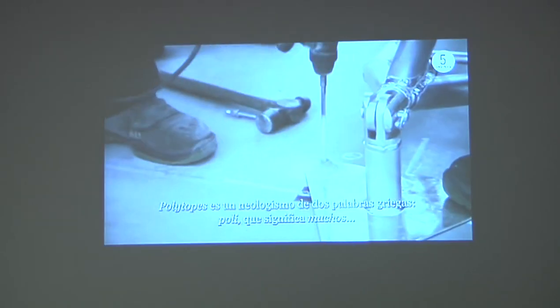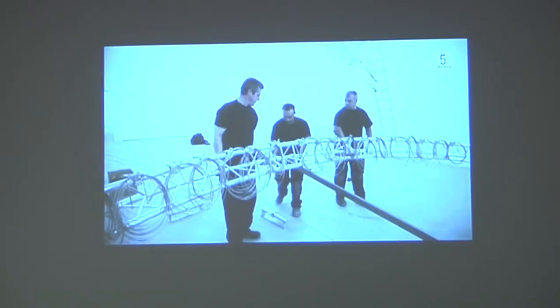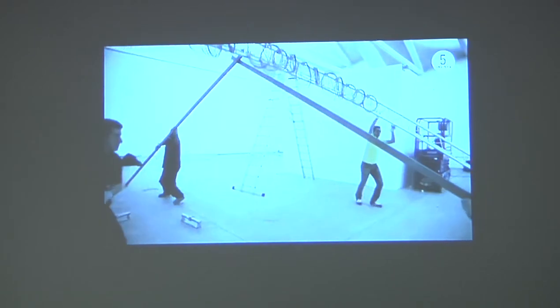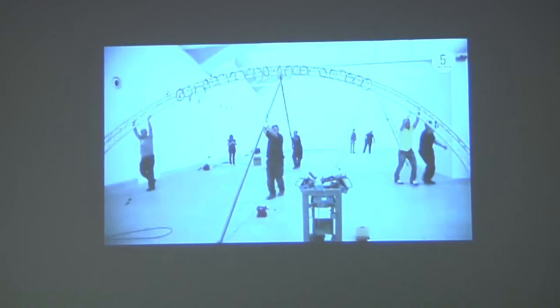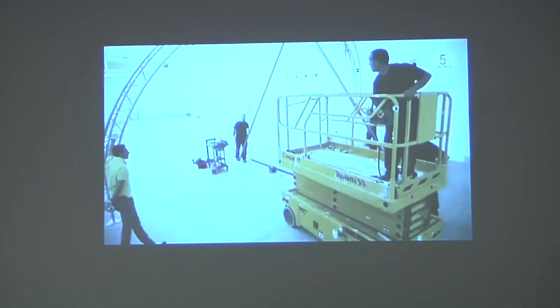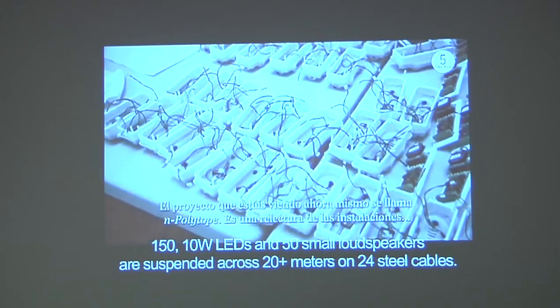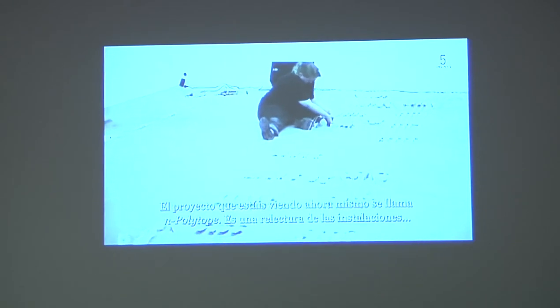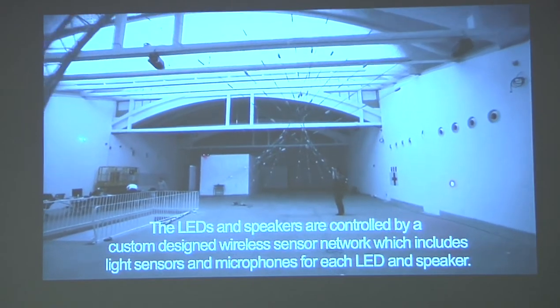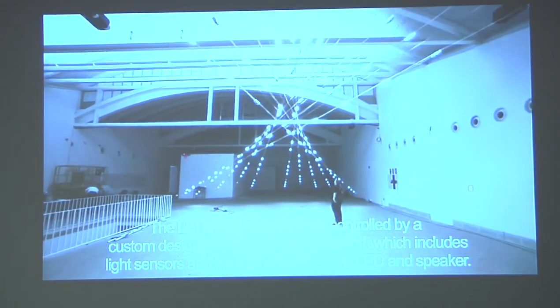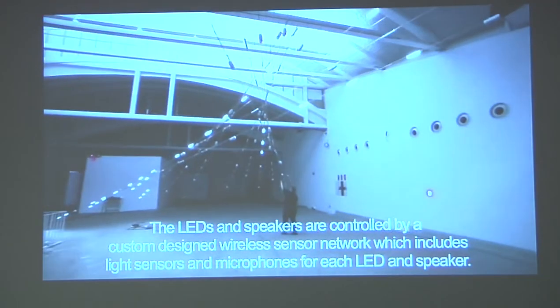This is the installation of the architectural structure that is a central element. Xenakis was also trained as a structural engineer, so he was working in architecture. He worked for Le Corbusier, in fact. These are all the electronics that are built onto these steel cables. You can see the scale of this project.